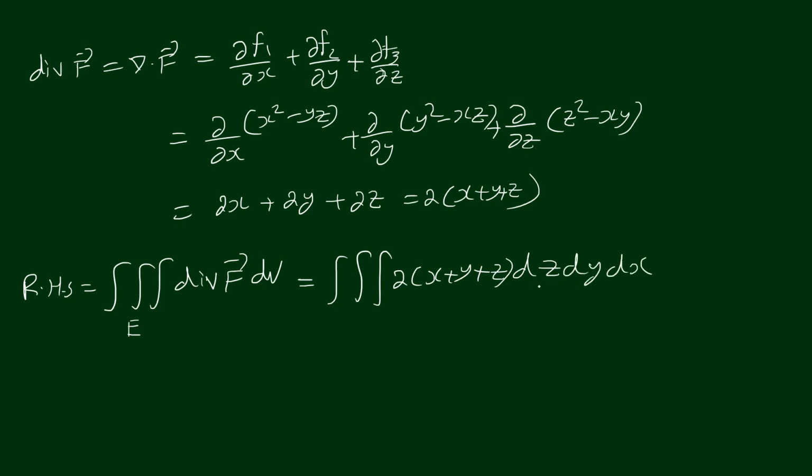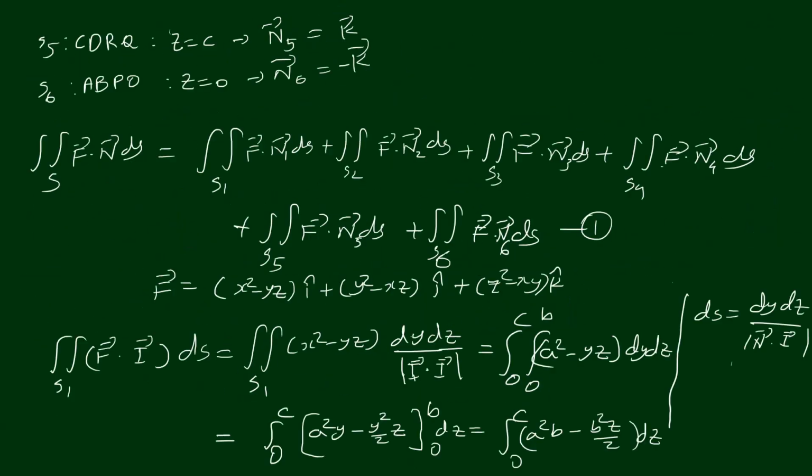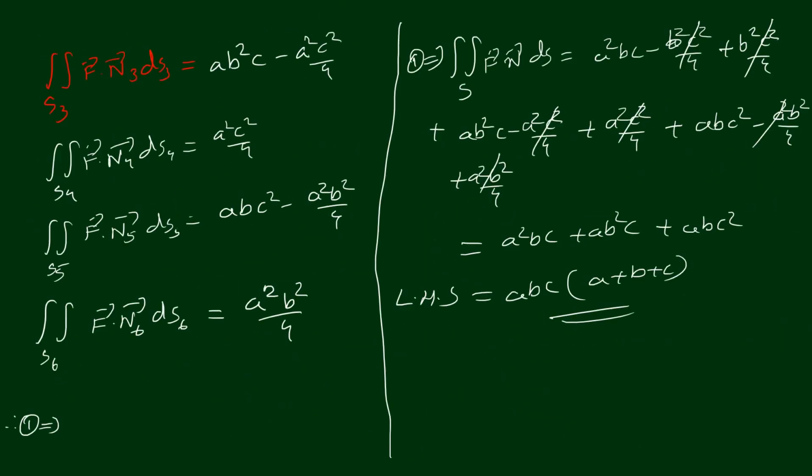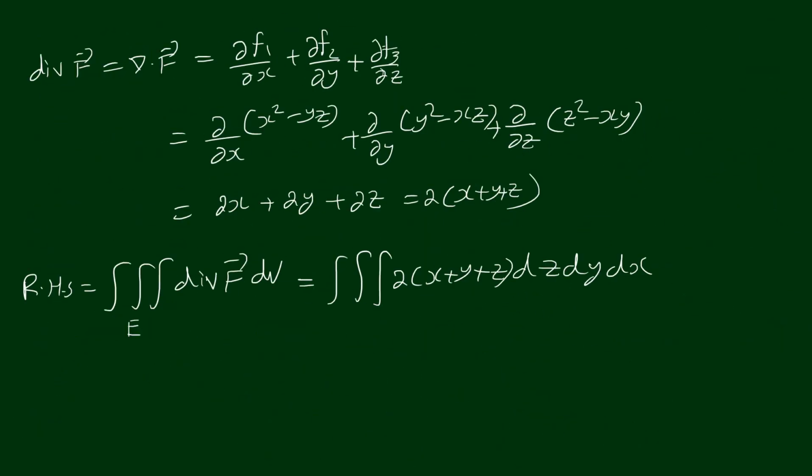So here we are integrating first with respect to z. What are the limits of x, y and z? It is given in the question. x varies from 0 to a, y varies from 0 to b, z varies from 0 to c. Since it is a parallelepiped, it is very simple to identify the limits. Otherwise, we have to do: limit of z is 0 to c, limit of y is 0 to b, limit of x is 0 to a.